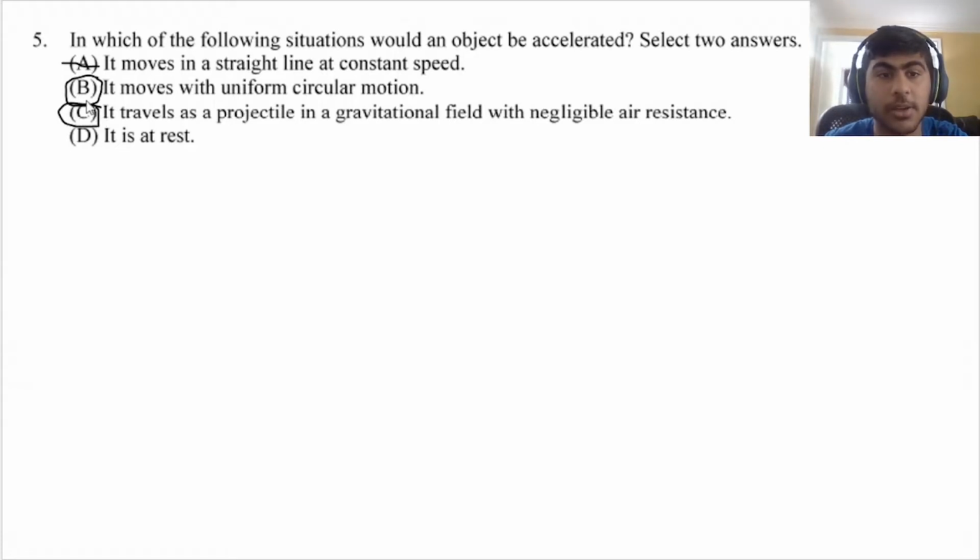The direction of acceleration is constant the whole time. Direction of velocity is constant the whole time, but the magnitude of the speed is changing. That's why it's accelerating. And then, of course, it is at rest. Obviously not true. It's not moving at all. Has no velocity. It's not changing. That cannot be our answer. All right, so that was the first question. Pretty simple. Let's get to our next question.